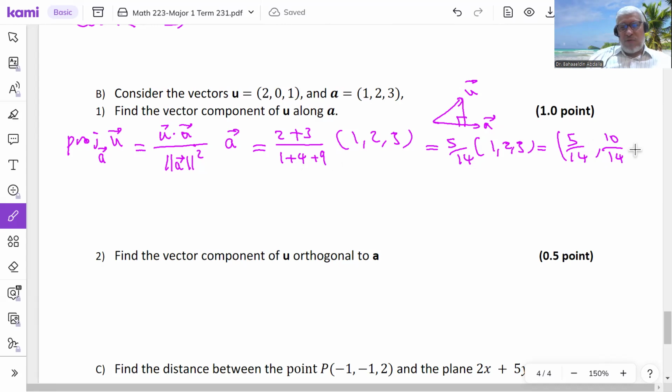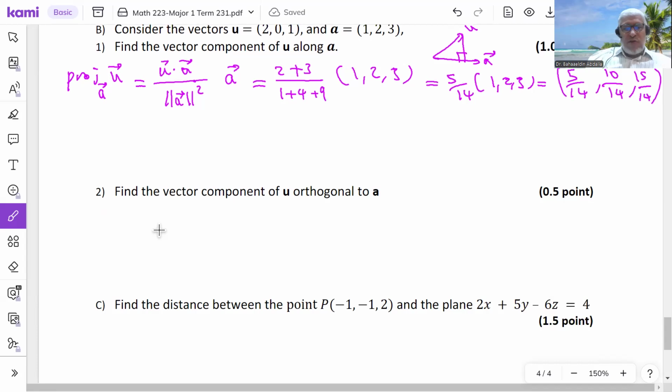over 14, or you can say 5 over 7. 5 over 14 times 3, that's 15 over 14. So this is the projection. This is the answer of this part.